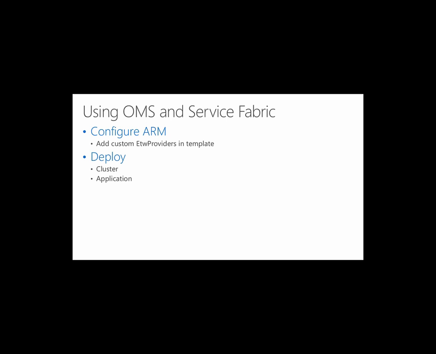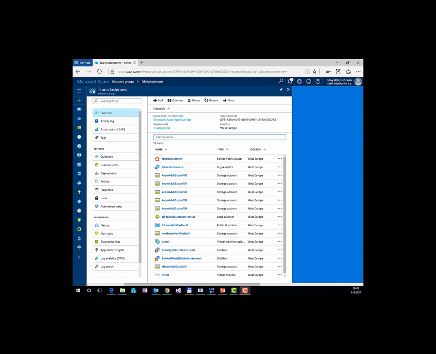The application will start generating events, and these events can be monitored by OMS. We can validate the deployments by using the Azure portal, the Service Fabric Explorer, and the OMS portal. After deploying our Service Fabric cluster that has been configured with OMS, your resource group will look similar to this.